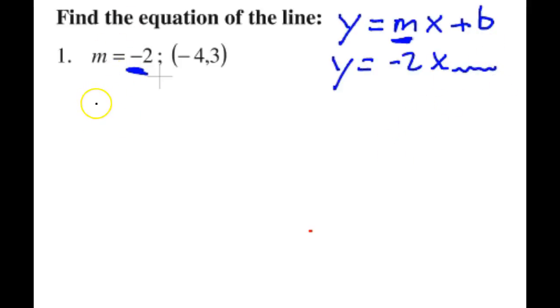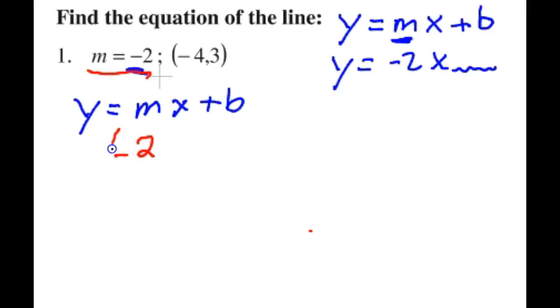So we go here and use my slope-intercept form and plug in what we know. I know m is negative 2. We also know x is negative 4, and we know y is 3. So the left side will be 3. And then, of course, the b is what we're trying to find out, so we don't know that. So then we can go solve this.